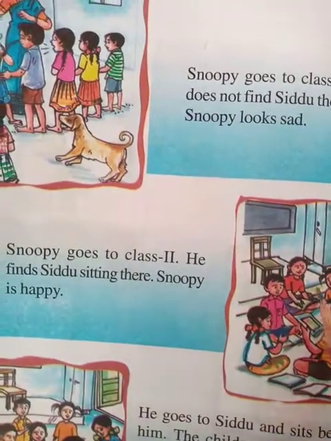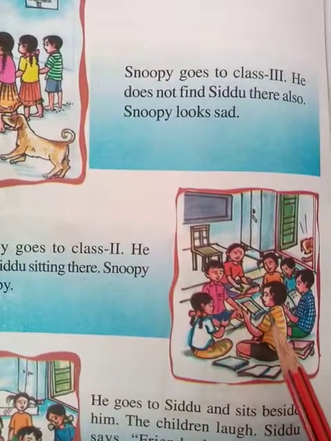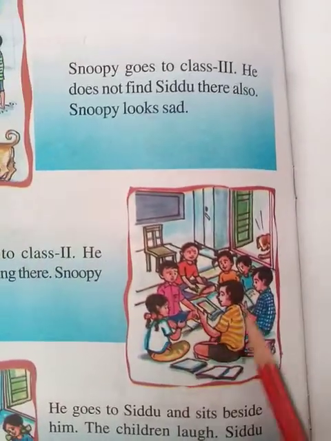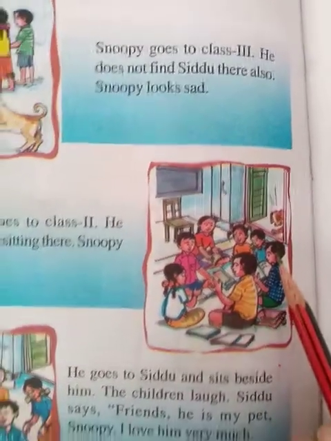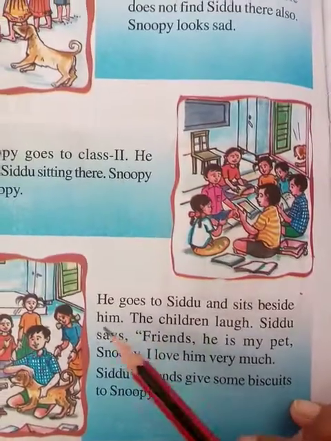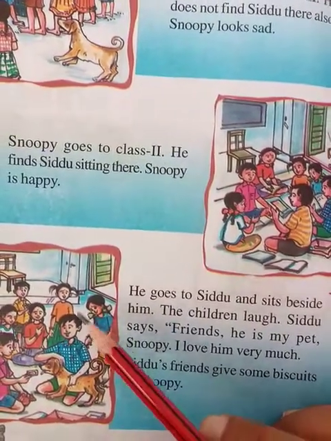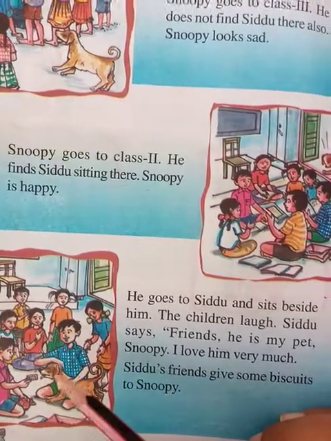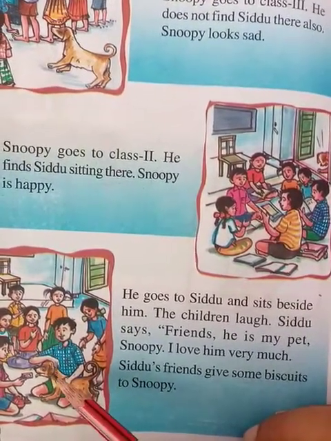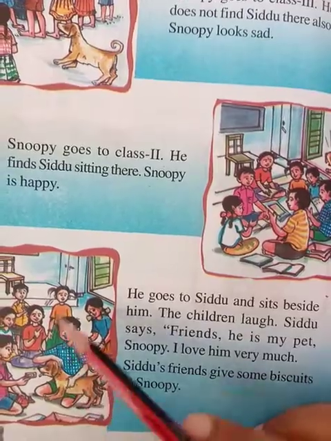Then at last in the 2nd class, he saw Siddhu sitting there. Now Snoopy is happy. It goes to Siddhu and sits beside him. The children are laughing. Now what is Siddhu saying? Friends, he is my pet Snoopy. I love him so much. Siddhu's friends gave biscuits to Snoopy.